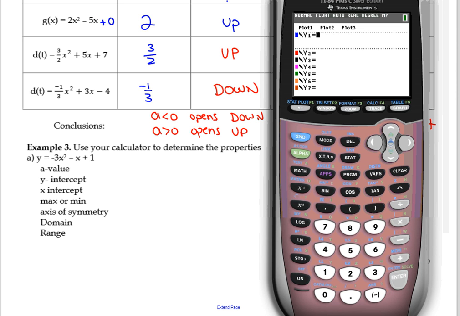Negative 3 x squared minus x plus 1. So first, take a look at that and tell me if your windows need to be changed. Oh, I forgot.